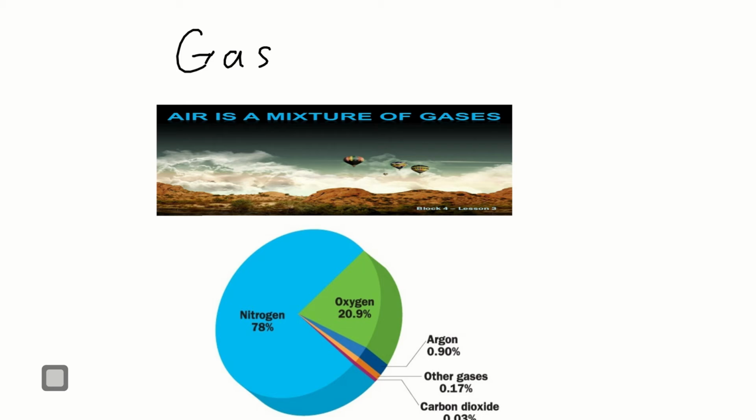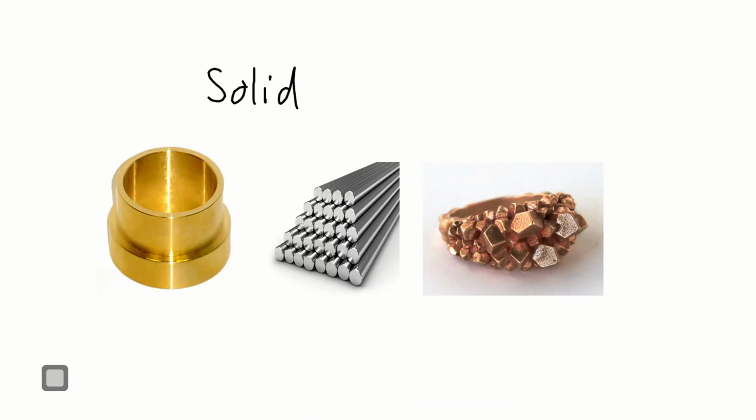Air is a mixture of gases: nitrogen, oxygen, argon, other gases, carbon dioxide, water vapor. That gas is a solution as well. They don't chemically react. They're all just mixed together and we can't tell. We don't say there's oxygen in that corner and carbon dioxide in that corner. It's all mixed uniformly.